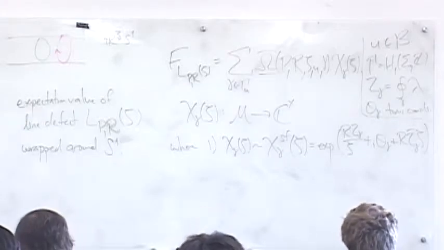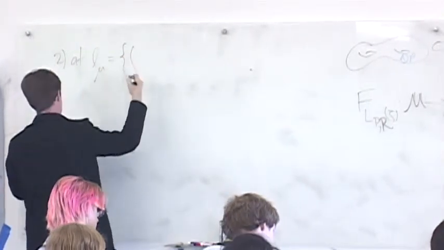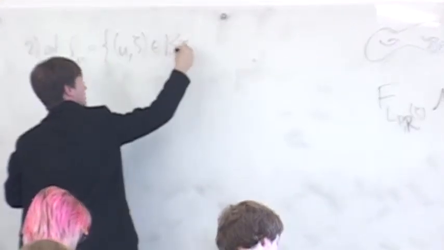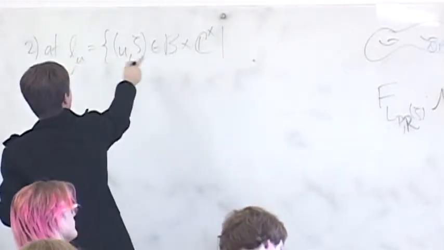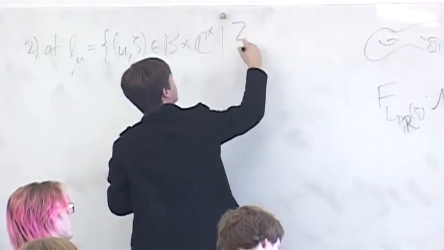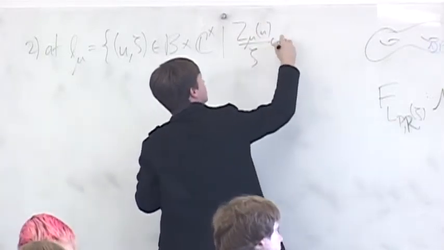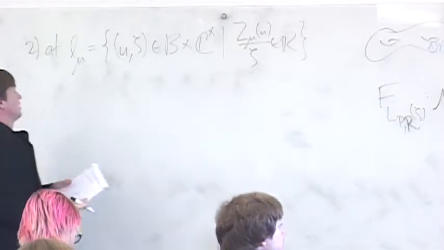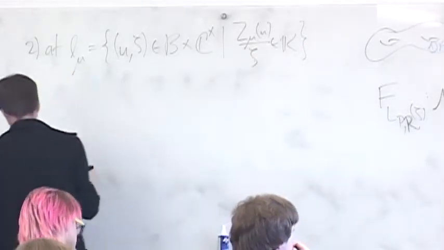Property 2 was that they had these jumps. So at the locus L mu, what was the locus L mu? L mu was the locus of u and zeta in the Hitchin base, the Coulomb branch, times C star, such that the period, which is a function of u, happens to have phase zeta. Then we say we're on this locus L mu. So that's a real codimension 1 condition. So these are some kind of walls in this joint space.